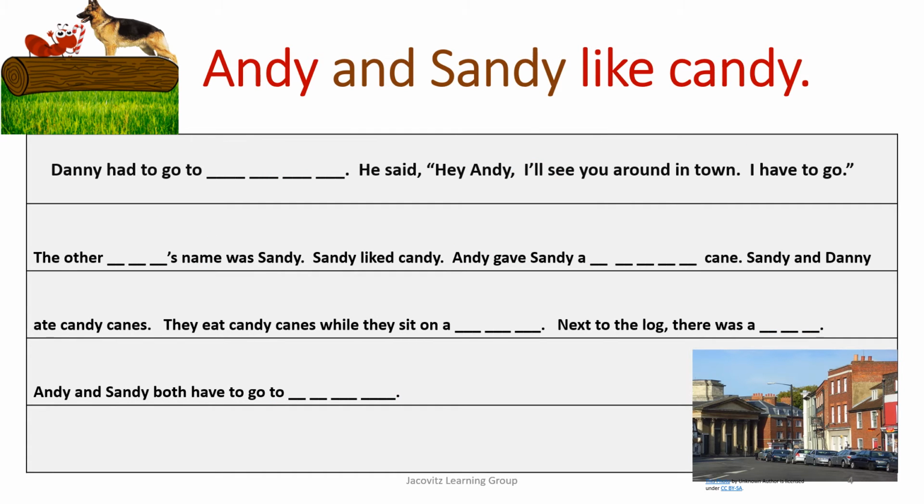We move on. Danny had to go to, do you remember where Danny had to go? What's this place called? Well, it's a city somewhere in England, but it doesn't matter because it is a town. So we go T, ow, sound it out. I'm sorry, I made that much too big. Let me try to erase it.